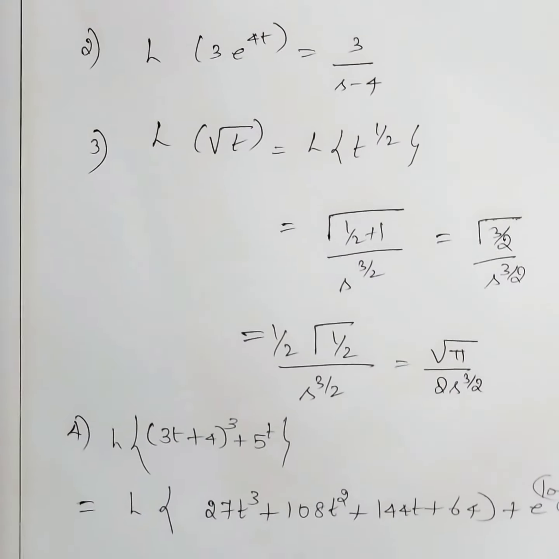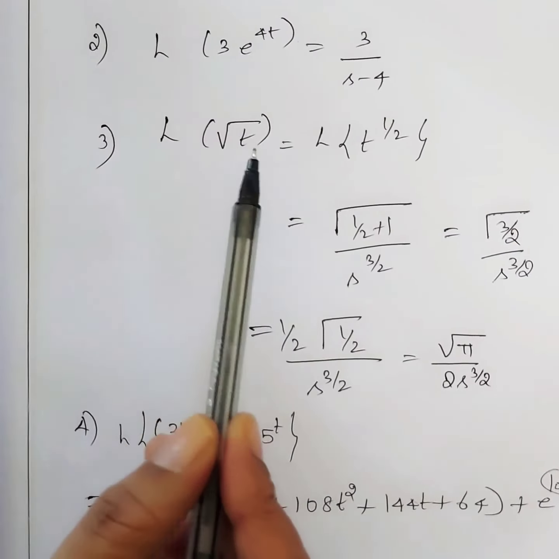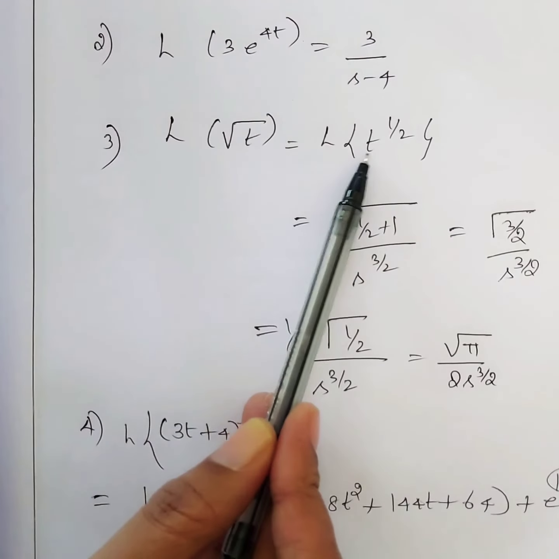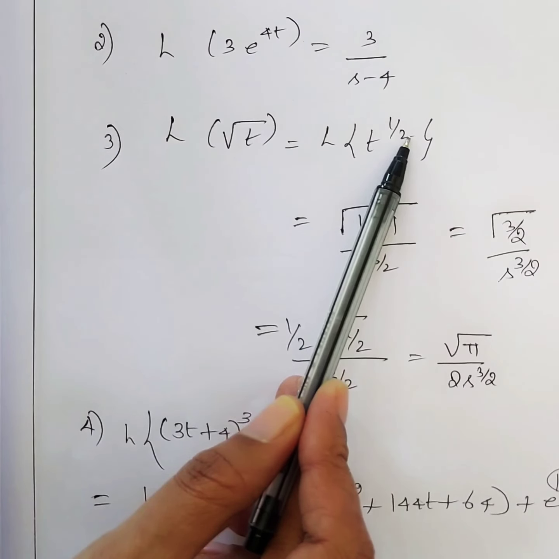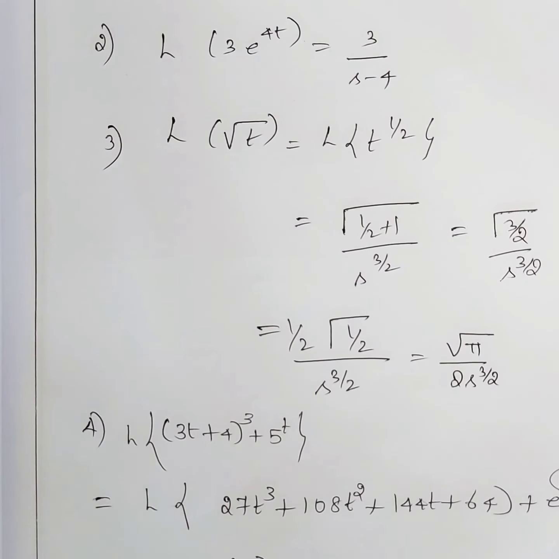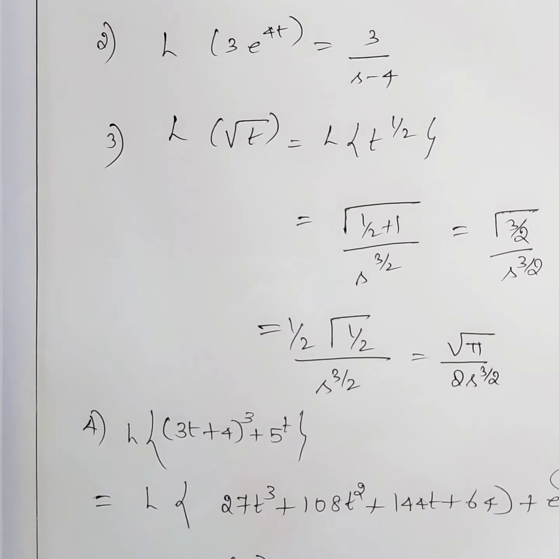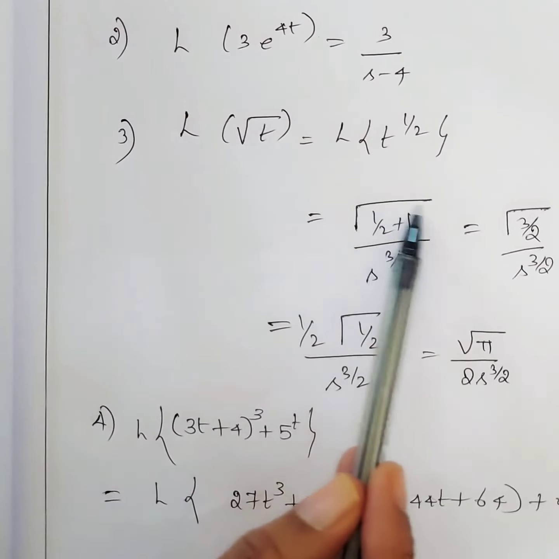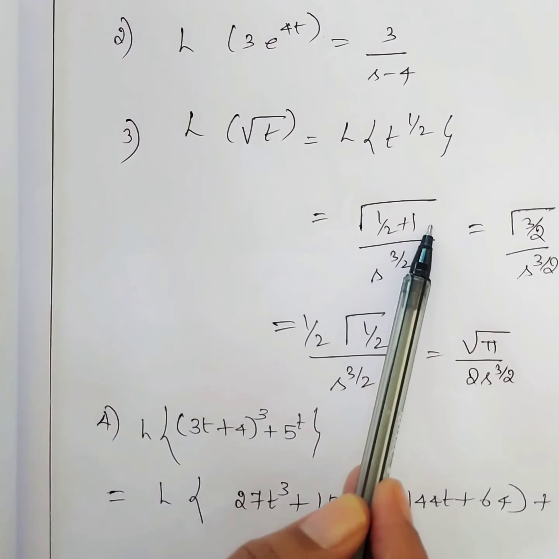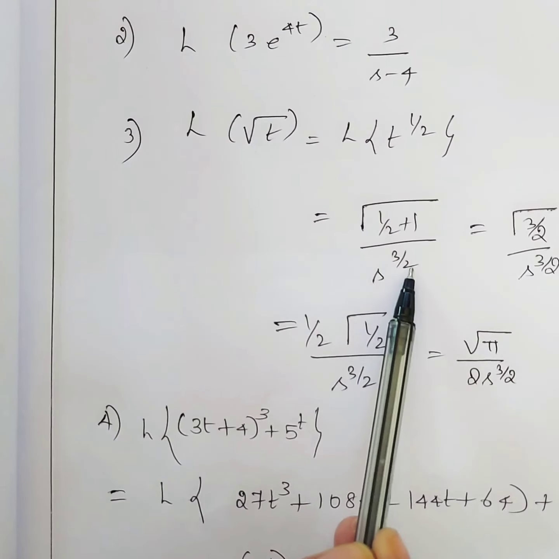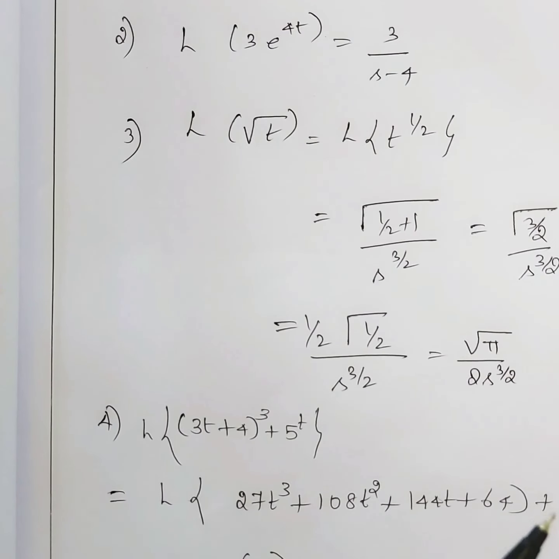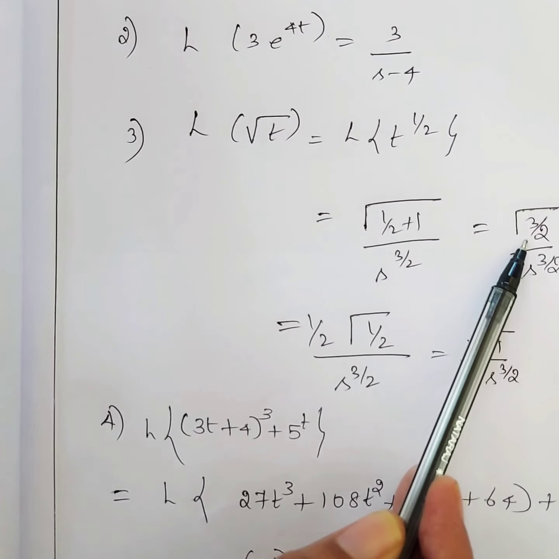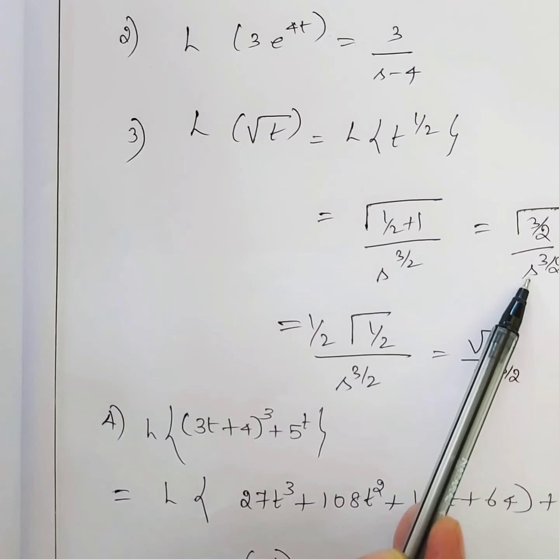Okay. And Laplace of root t. So this is important because root t is nothing but t power 1 by 2. So here n is not a positive integer. N is not 1, 2, 3, 4. So I have to use this gamma function formula only. So gamma of n plus 1 by s power n plus 1, that is gamma of 1 by 2 plus 1 by s power 3 by 2, which is nothing but gamma of 3 by 2 by s power 3 by 2.